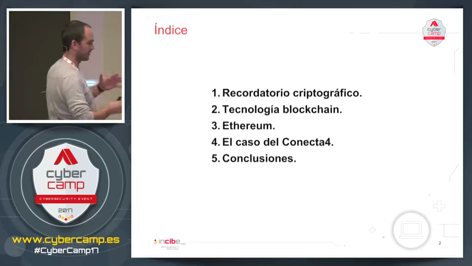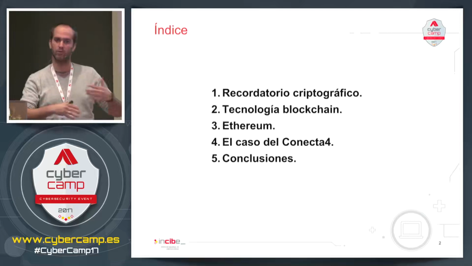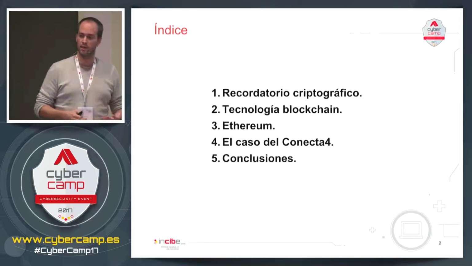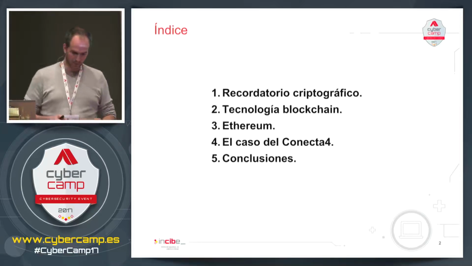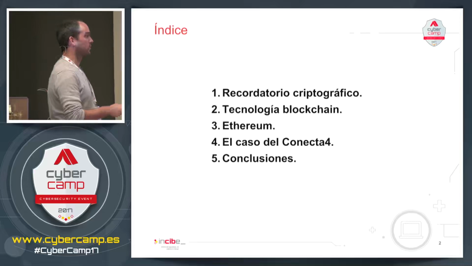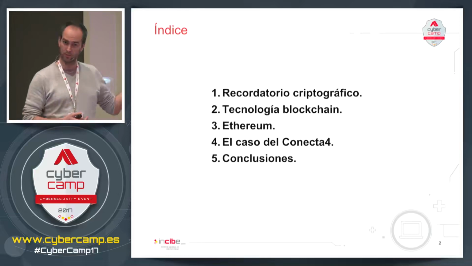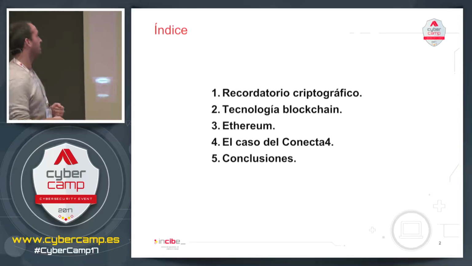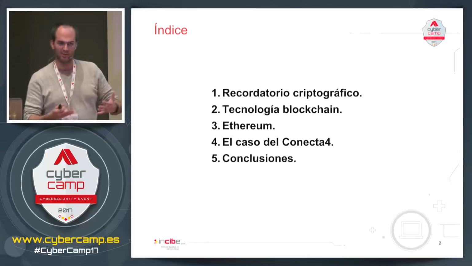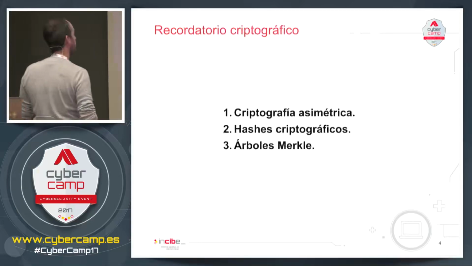Then I'll talk about blockchain technology. We'll look at the different data structures, what a generic blockchain looks like. Then we'll look at Ethereum, which is a specific blockchain allowing you to implement Turing-complete smart contracts. And then we'll look at the case of Connect4. We'll look at some examples. We'll play a Connect4 game in a private instance of Ethereum, and then we'll look at conclusions, because if we get to conclusions, that means that you've understood what I've been saying.